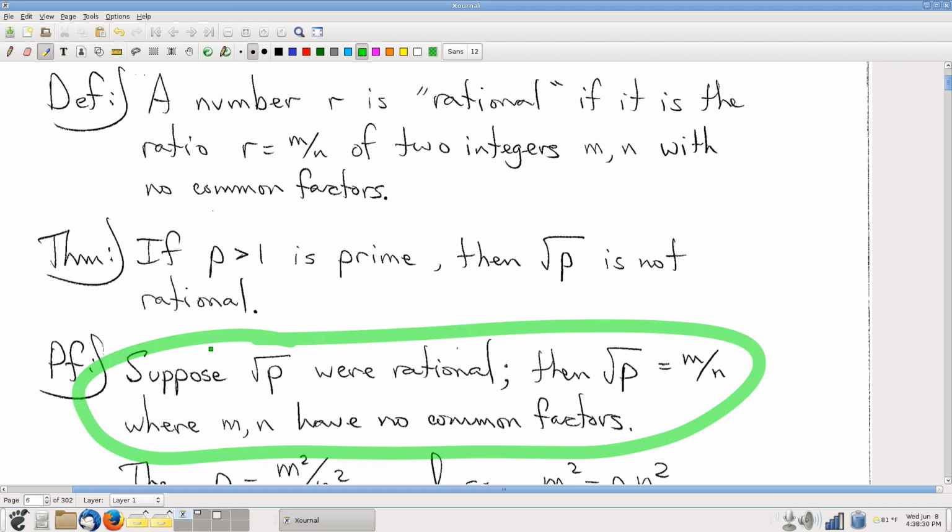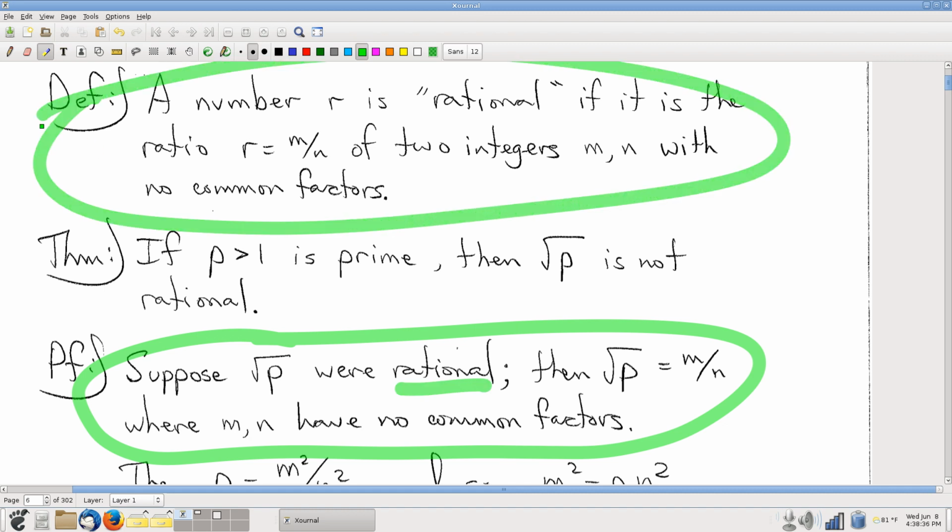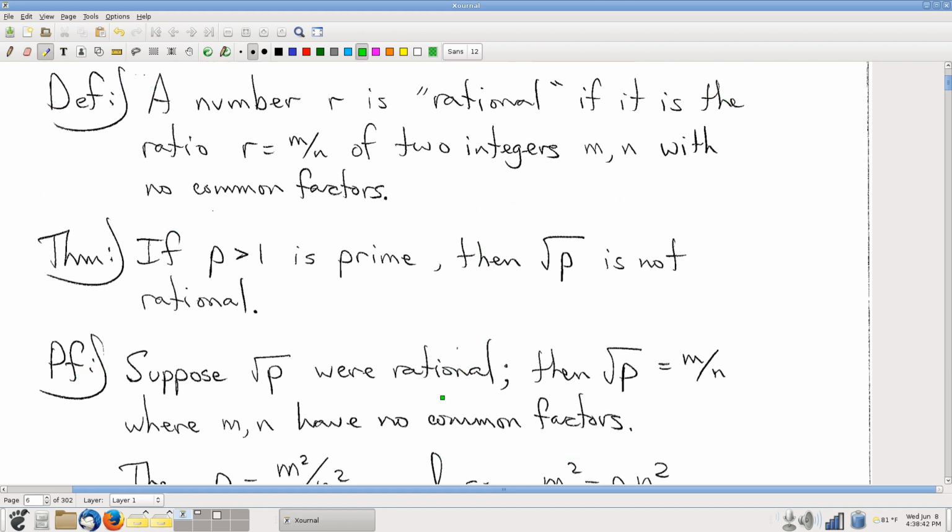I'm making use of what this word rational means. So I'm taking this and interpreting the word rational. Now you'll notice I'm doing a proof by contradiction here. I'm trying to prove that the square root of p is not rational, and I'm going to achieve that by supposing that it is rational and then deriving a contradiction. So that's how I get to this assumption that the square root of p is rational.